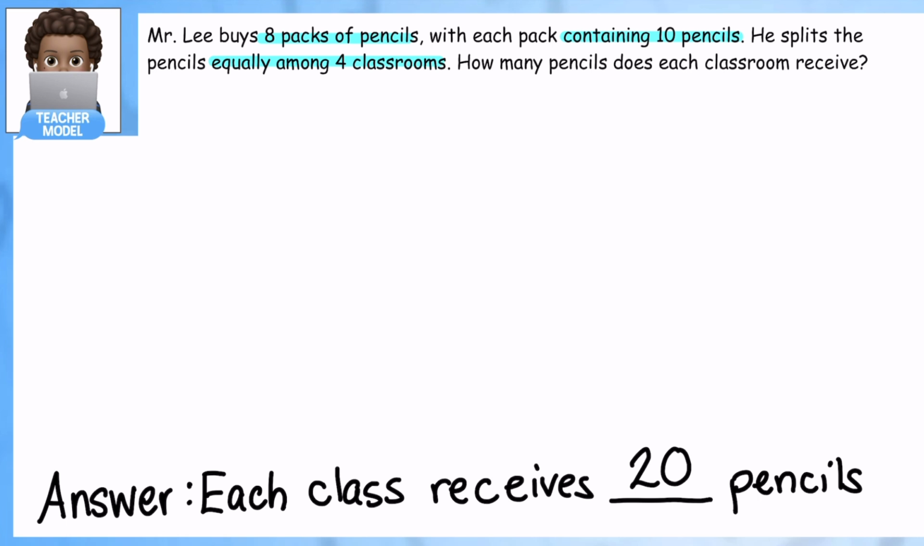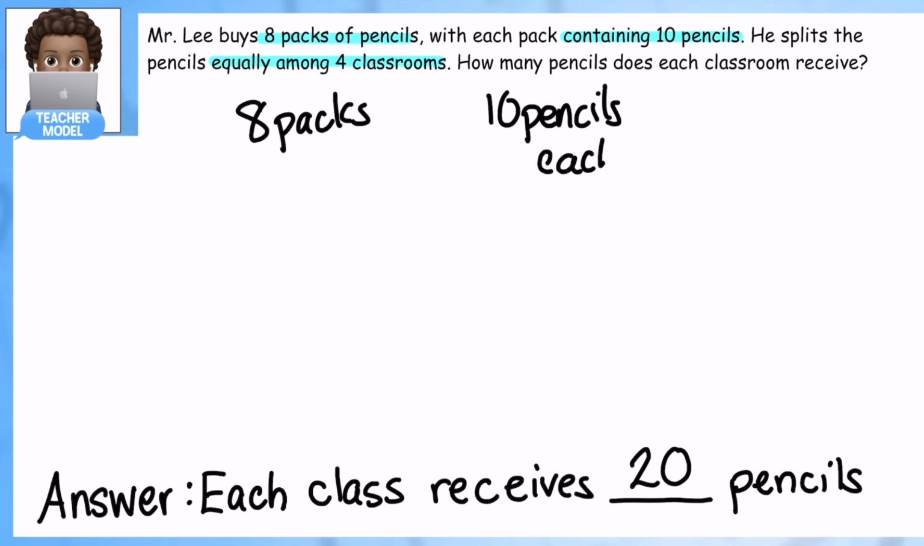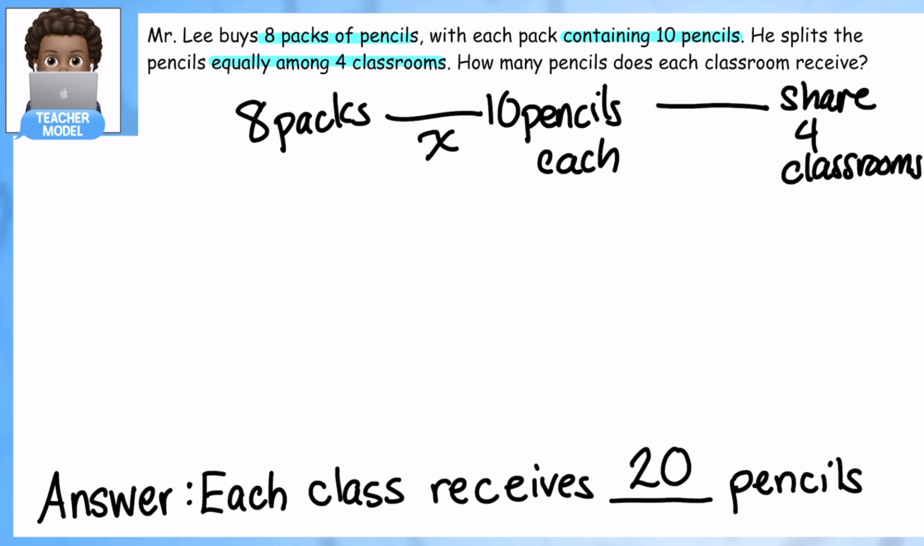So in this part, we know that he has 8 packs of pencils, and each pack has 10 pencils. So 8 packs and 10 pencils each. What's the relationship between these 2 numbers? We know that each pack has 10, so I'm multiplying. I'm making more. And then we know that we're equally sharing with 4 classrooms. So that means you would have been dividing at that part.